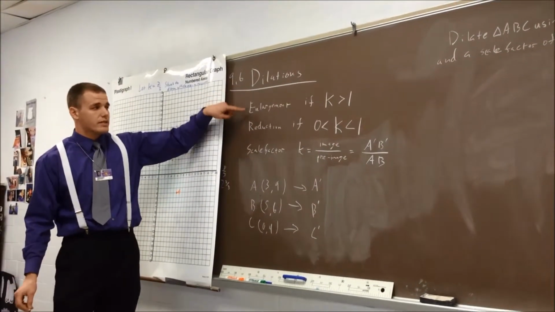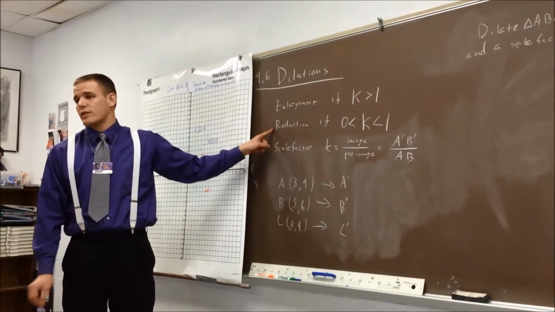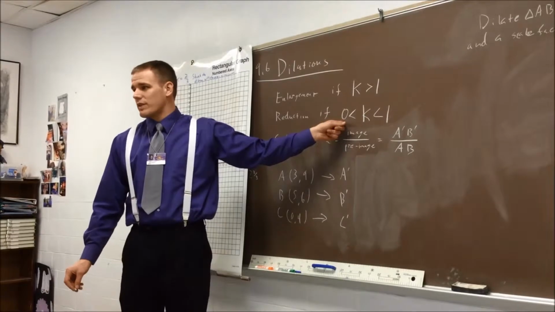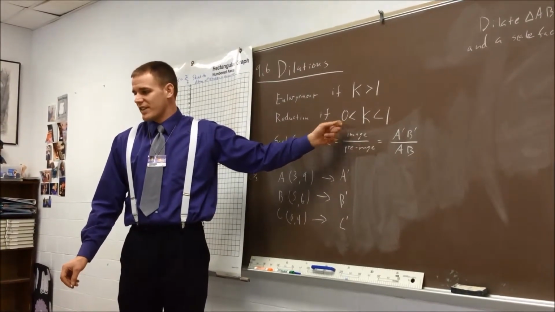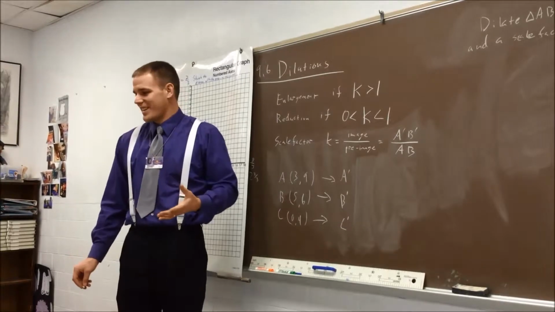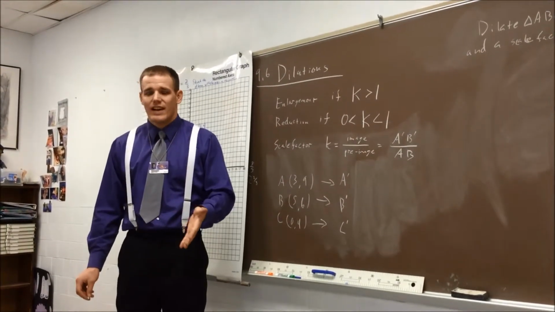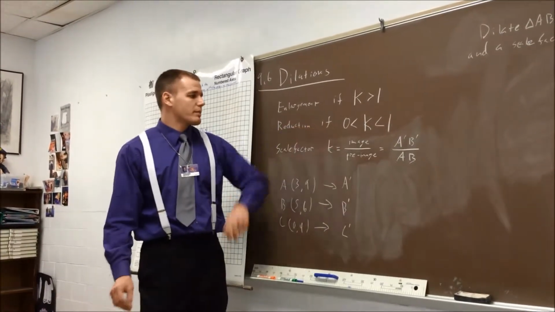So dilations. It's an enlargement if k is bigger than 1. It's a reduction if k is between 0 and 1. If I had a scale factor of 0, what would that mean I did to the figure? I shrank it till it's gone, right? I can make something 1/100th of the size, 1/1,000,000th of the size, but I can't make it 0th of the size, can I? So that's why the scale factor has to be between 0 and 1.